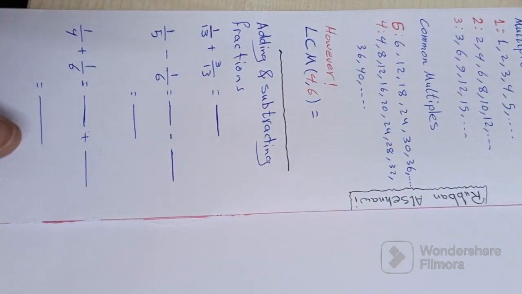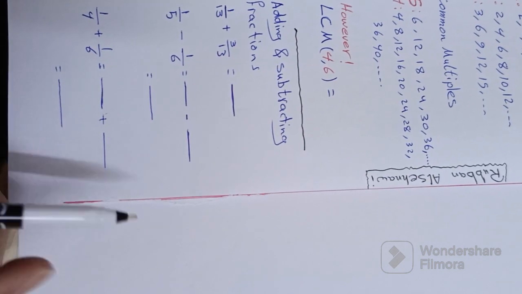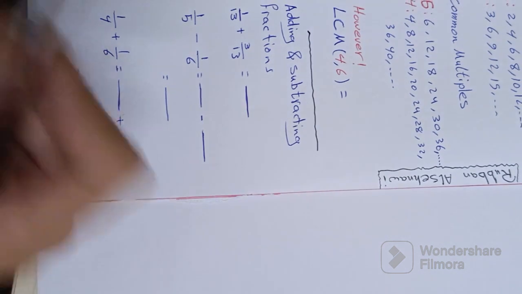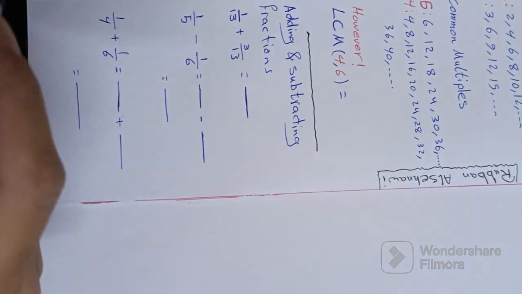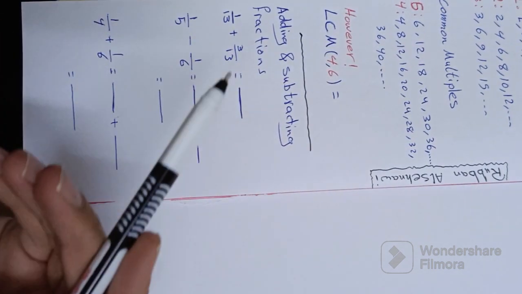Hello. So, first of all, we need to review some few concepts quickly. So, what's the meaning of a multiple? A multiple is a number that is generated when you multiply the number you have by counting numbers.